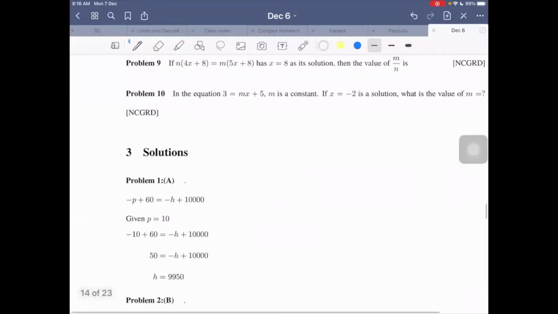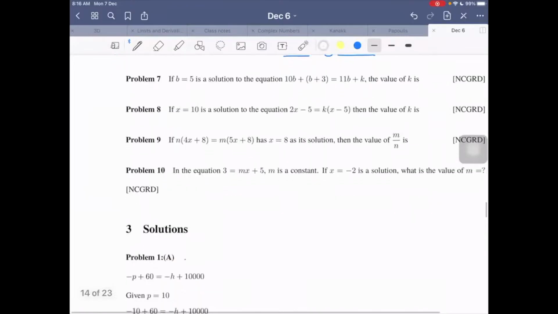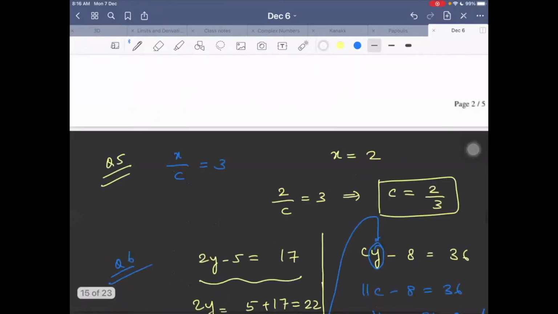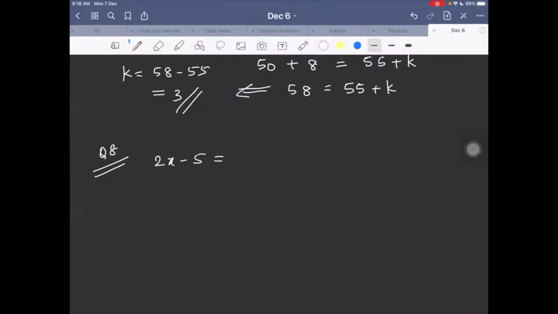Question number 8. X is equal to 10 is a solution to the equation 2x minus 5 is equal to k into x minus 5. Then the value of k is. Okay. We have 2x minus 5 is equal to k into x minus 5. And x is equal to 10 is given to be a solution to the equation.